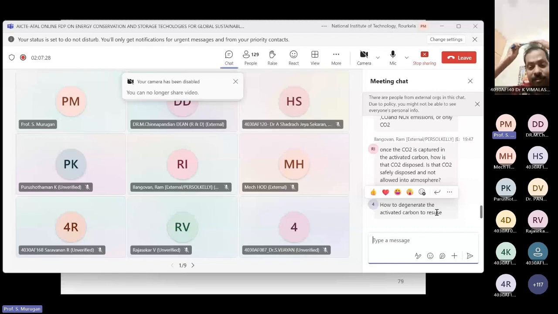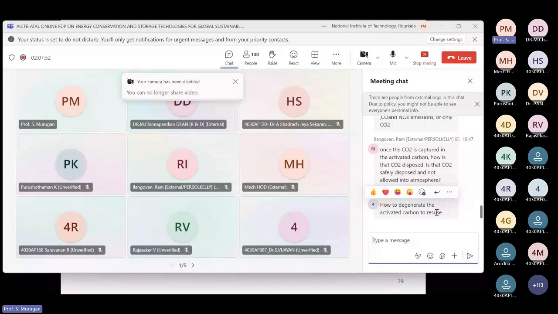Activated carbon is a material obtained from biomass. Actually, we didn't do the removal of CO2 from that. We used some chemicals to remove that CO2, but I forgot that name, what kind of chemical my research scholar used. So then again we filled it. Regenerate. It is not a regenerate.